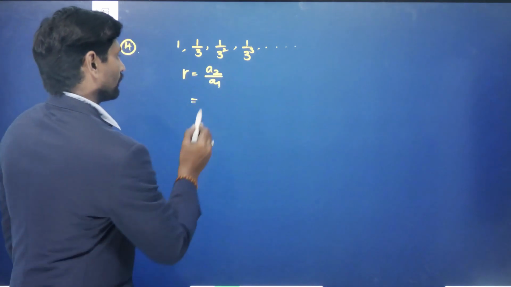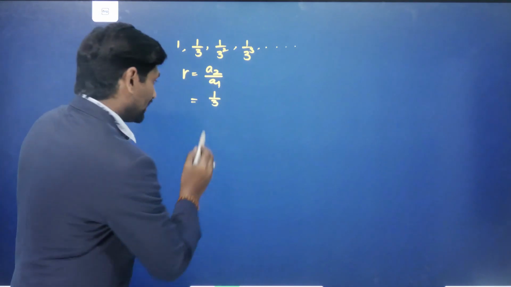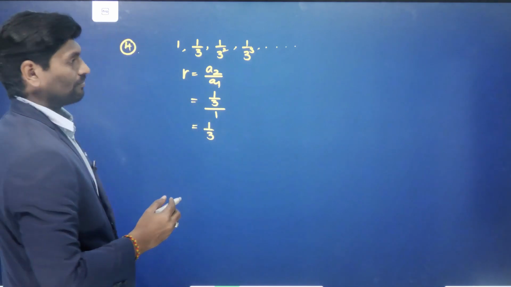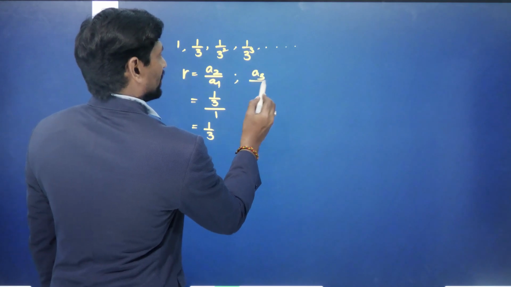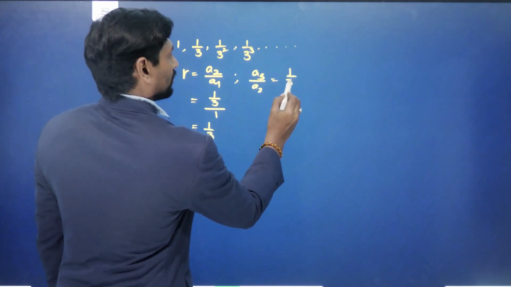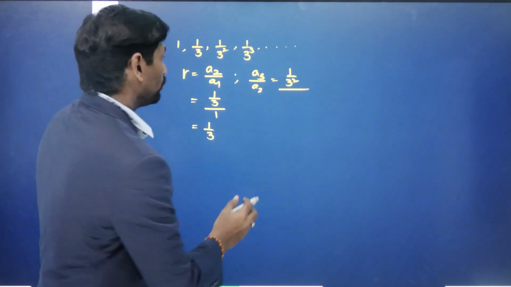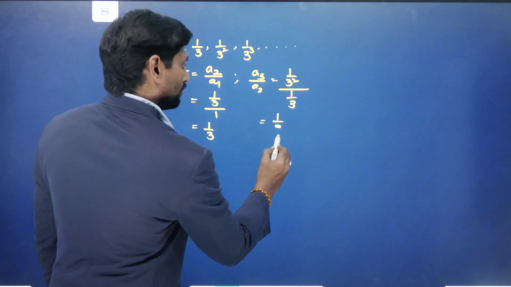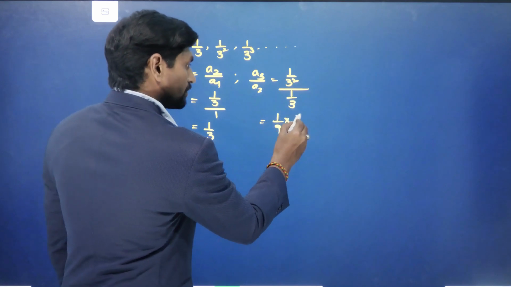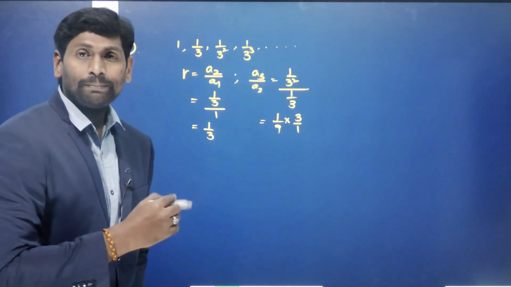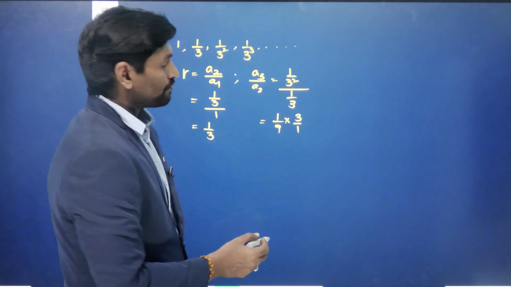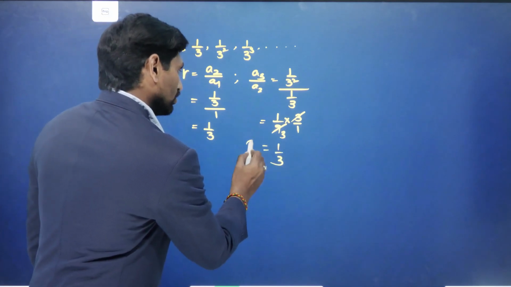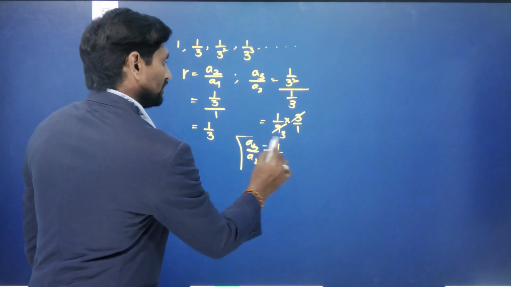Find A2 by A1 value. A2 value 1 by 3, A1 value is 1. 1 by 3 divided by 1 is nothing but 1 by 3 only. In the same way, A3 by A2 value. A3 value 1 by 3 square and A2 value is 1 by 3. What is 1 by 3 square? 1 by 3 square means 1 by 9. And when the denominator fraction is transposed to the numerator, it will be reciprocal. So 1 by 3 reciprocal is 3 by 1. Now 3 times table cancels here. 1 by 3 will be the common ratio.